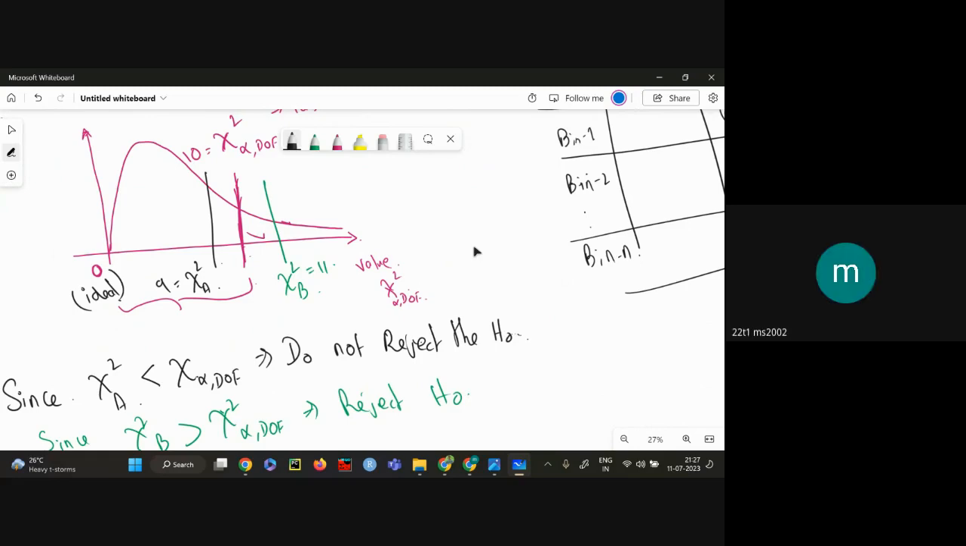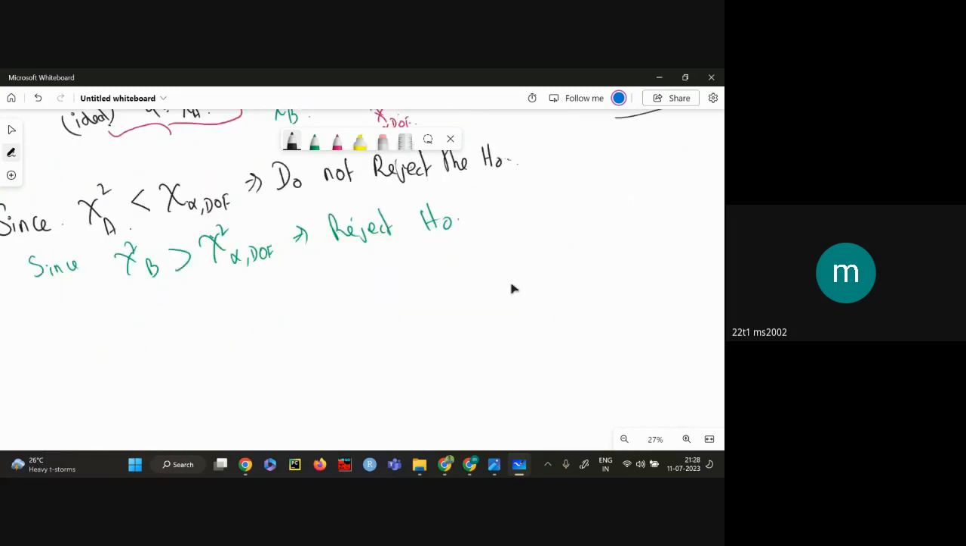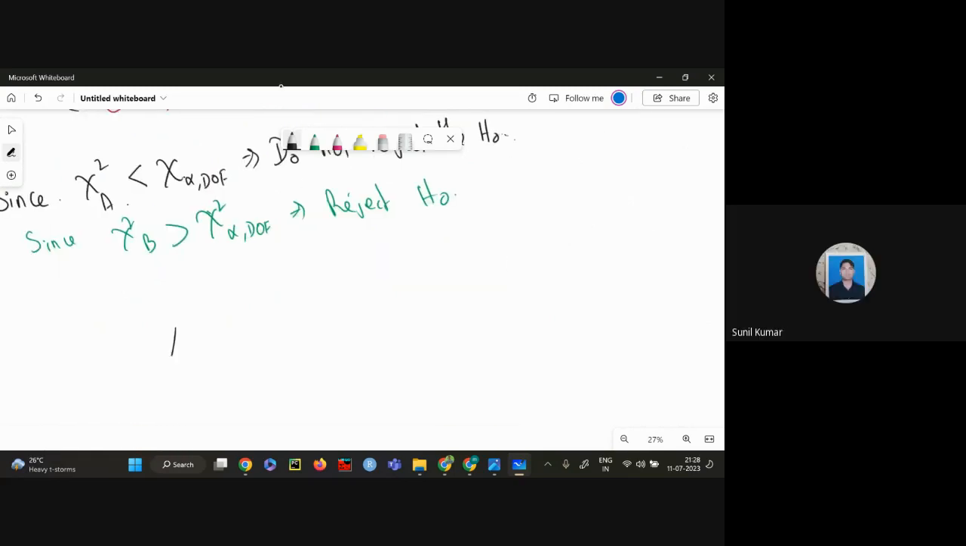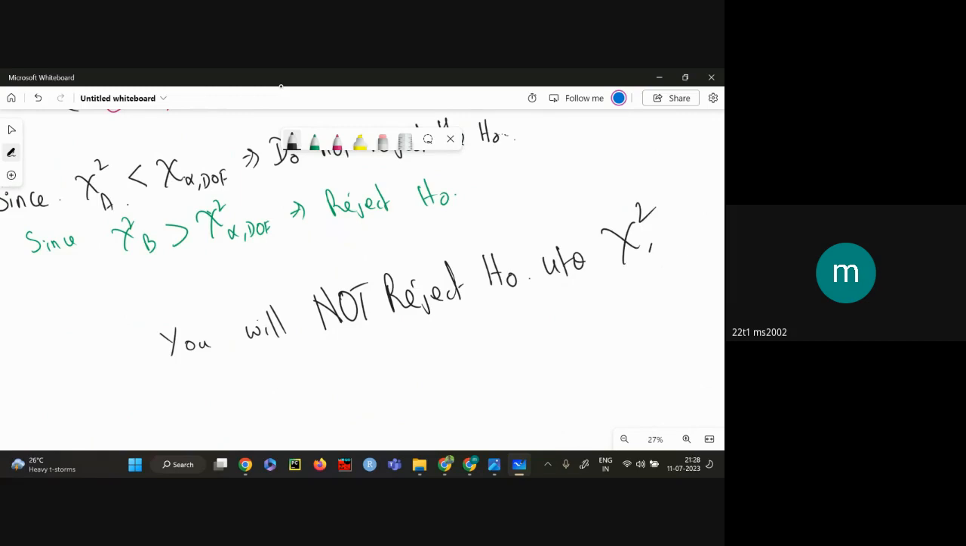It is up to chi-squared alpha. So that means that value is included. You will not reject H0 up to chi-squared alpha with DOF. So less than or equal to.